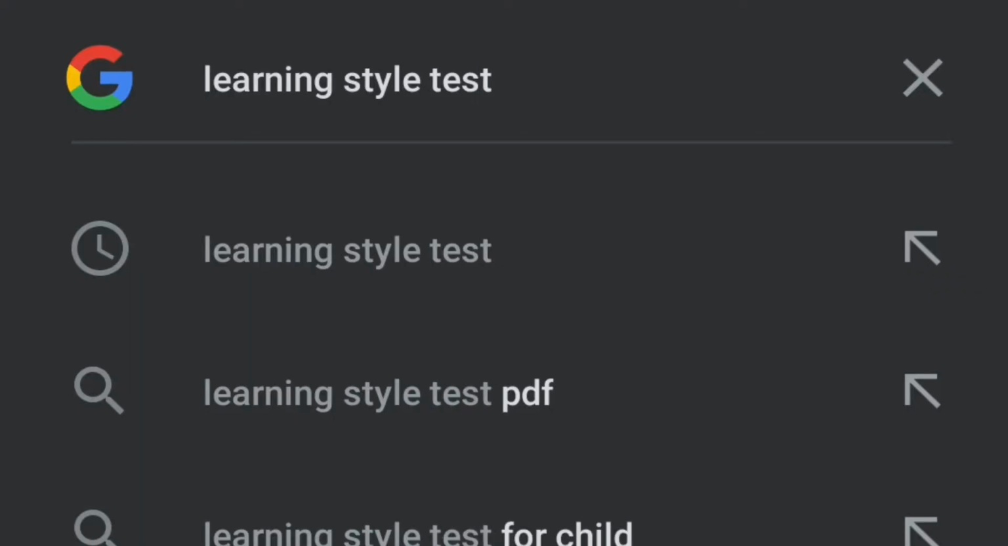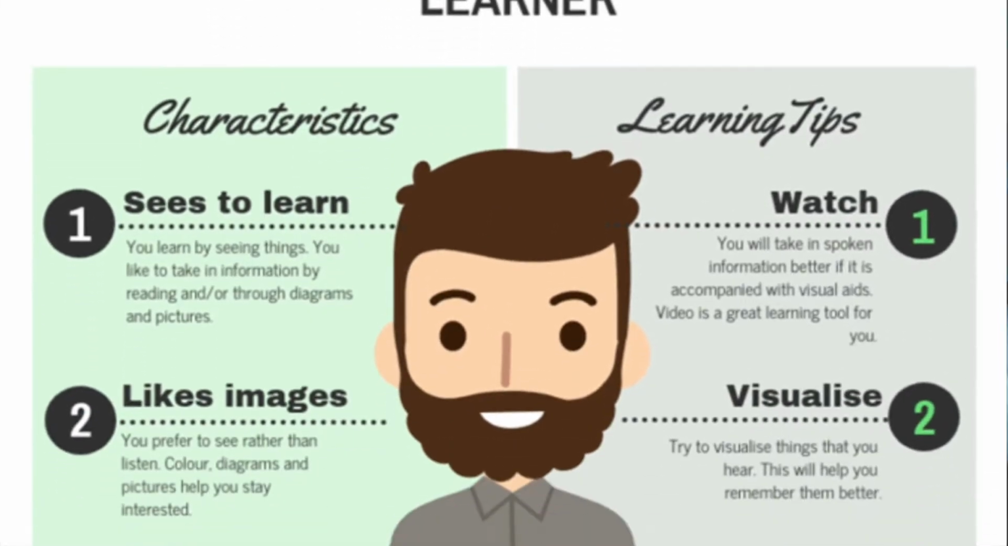So after I did a learning style test, I knew that I'm a visual learner. Visual learners learn best when info is presented in a written language format or in another visual such as pictures or diagrams. So after I know about my learning style, Alhamdulillah, I can study effectively.